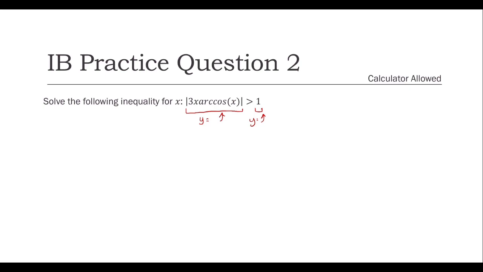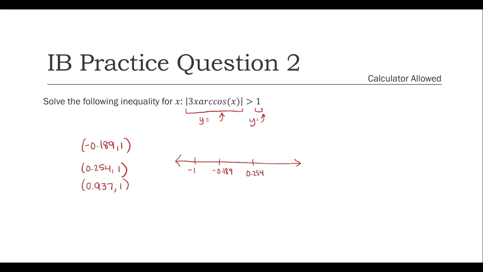So now you want to find your points of intersection. So when you find your points of intersection, you should have a point at negative 0.189, comma 1, 0.254, comma 1, and 0.937, comma 1. So our absolute value of 3x arc cosine of x starts when x is negative 1. So we'll draw our number line. We'll have negative 1, negative 0.189, 0.254, and 0.937.